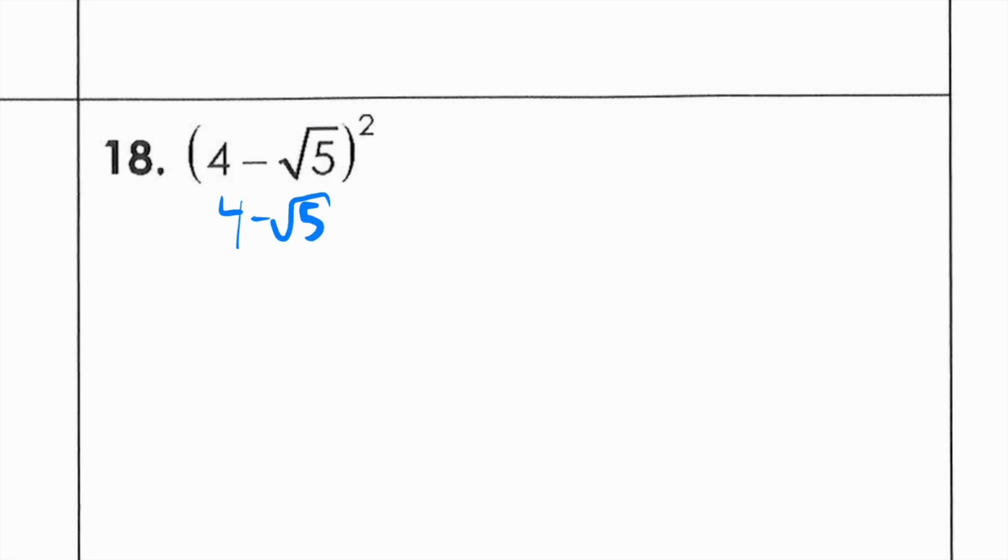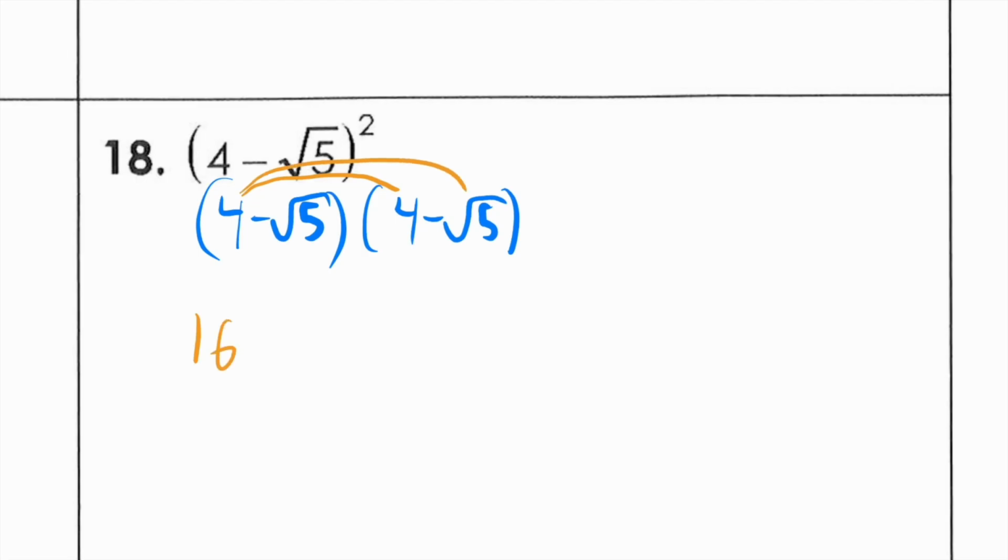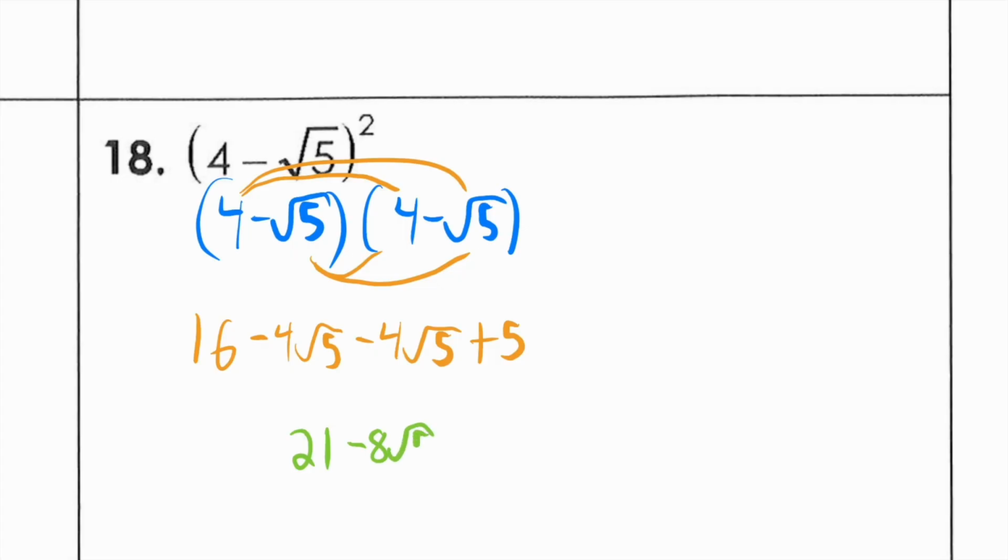4 minus square root 5 times 4 minus square root 5. There's literally 2 of them multiplying together. And now it's the same type of problems we just had on 16 and 17. So 4 times 4 is 16. 4 times negative square root 5 is negative 4 square root 5. Negative square root 5 times 4 is again negative 4 times square root 5. And negative square root 5 times negative square root 5 is positive 5. Combining the 16 and 5 gives me 21. And the two negative 4 square root 5s gives me negative 8 square root 5, which can't simplify.